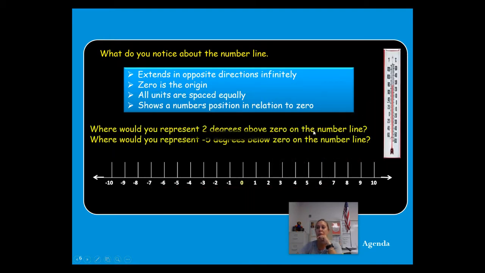Jumping ahead here. Okay, so where would you put 2 degrees above 0 on the number line? So let's go back to that vocabulary. Above 0 means it's going to be a positive integer. It's still cold. 2 degrees above 0 is still very cold, but it's a positive integer. So because it's above, it's going to be positive. It's going to be to the right of 0. So let's see where we would put that. Here comes our little dot.